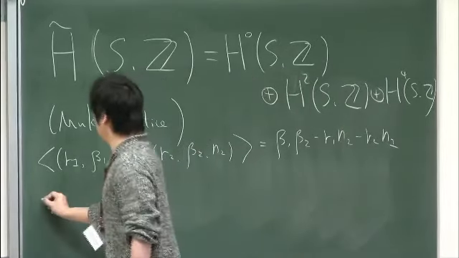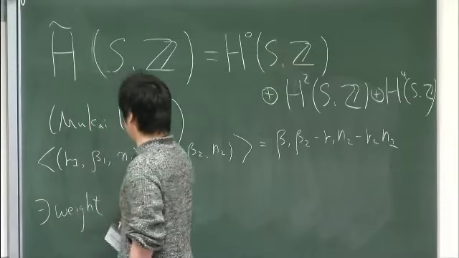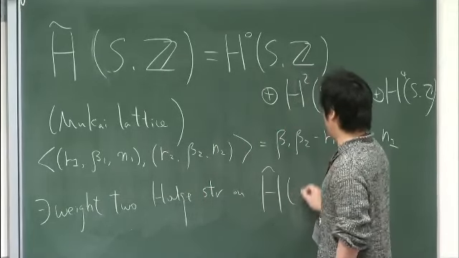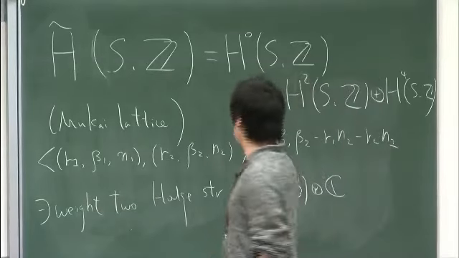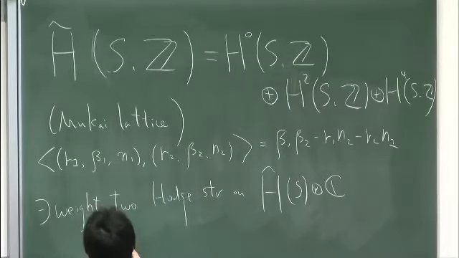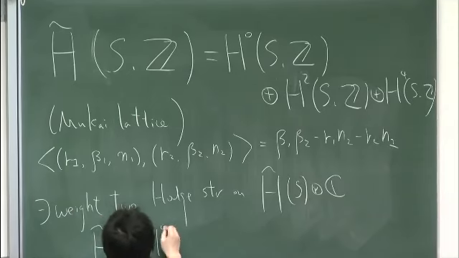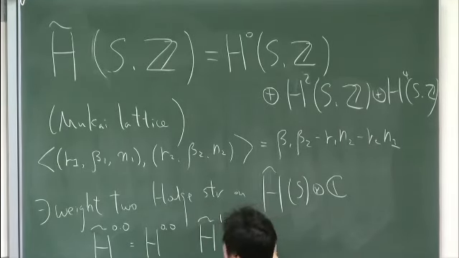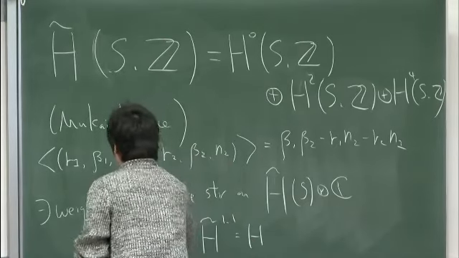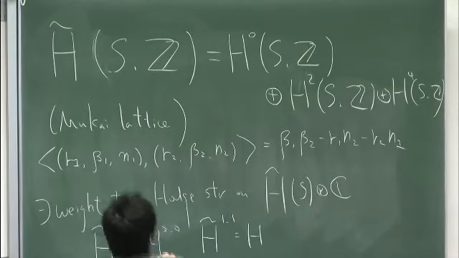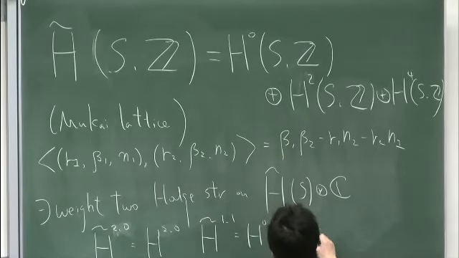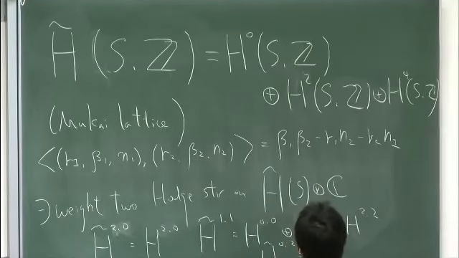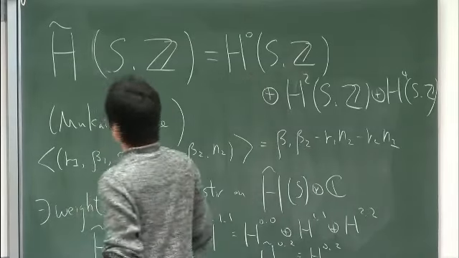Also, there is a weight 2 Hodge structure on H tilde of S tensor C. So H tilde 00 is H00, H tilde 11 is equal to H, sorry, H tilde 20 is H20, H tilde 11 is H0 plus H11 plus H22, and H tilde 02 is equal to H02. So in this way, you can define a weight 2 Hodge structure with the inner product here.